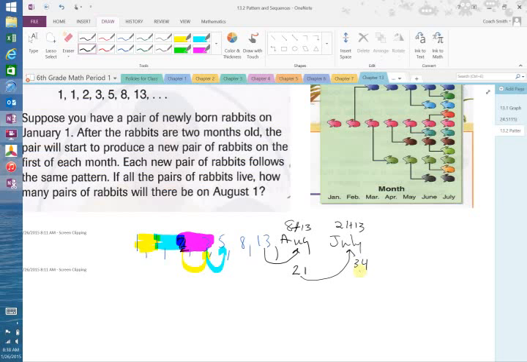Okay? We go to, not July, June, September. September's after August, not June. I was going backwards. So now we go to October. October would be 21 plus 34, which would be 55. So we started with 1 pair of rabbits in January, and by October, we're going to have 55 pair, 110 rabbits. It's a lot of rabbits. A lot of rabbits for rabbit stew.